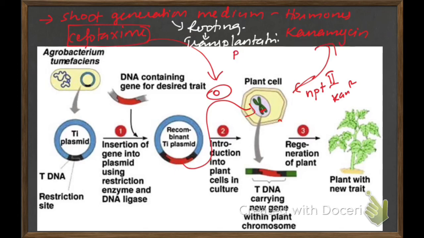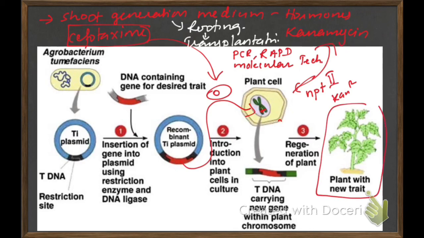We can go for PCR, we can go for RAPD, or we can go for any other molecular techniques by which we can check whether the cells are having our gene of interest or not. These plants will be studied for the expression of our induced gene.